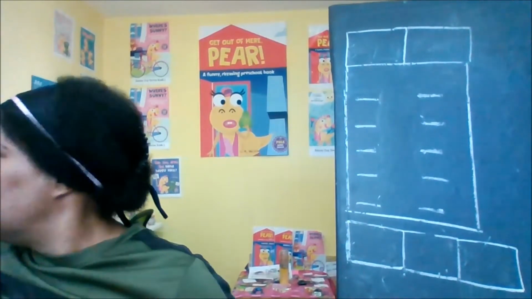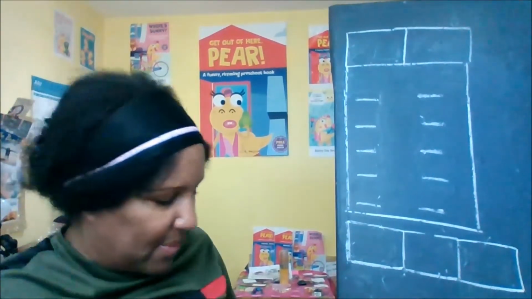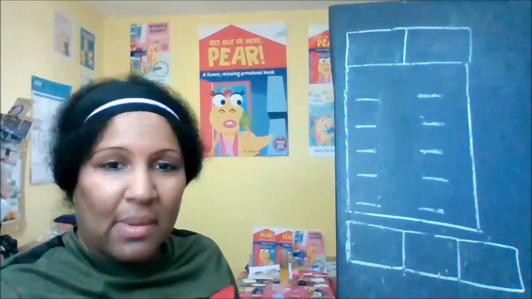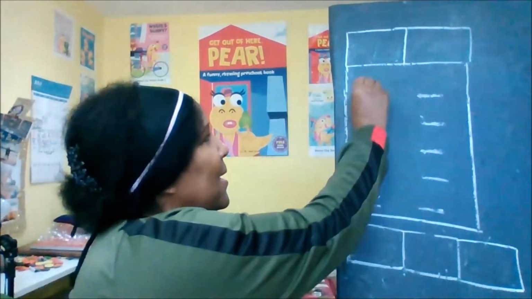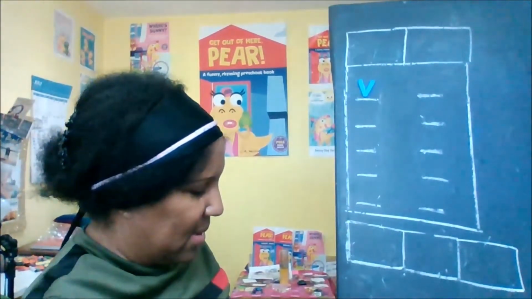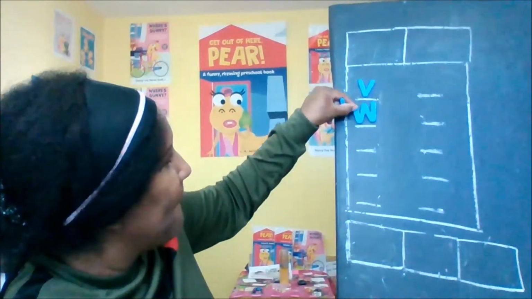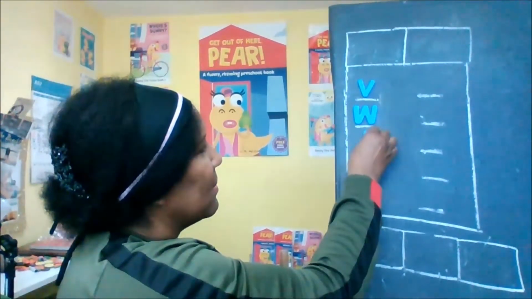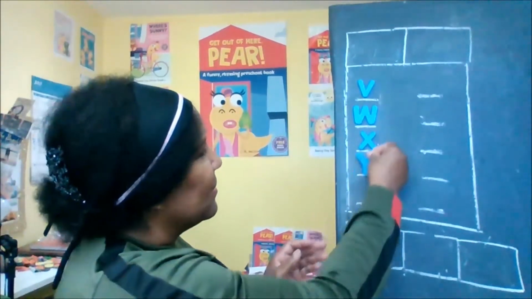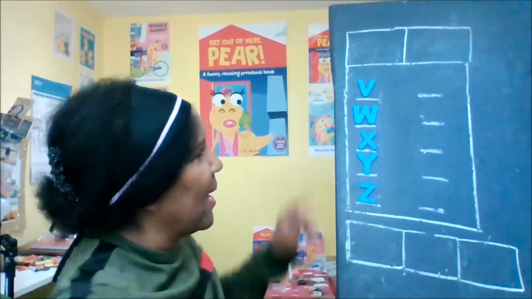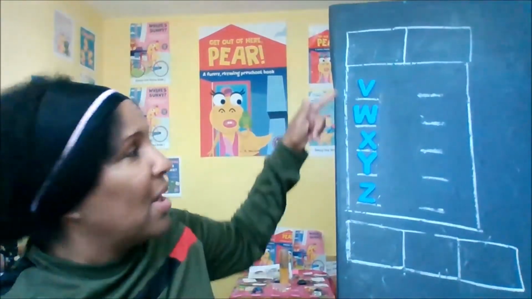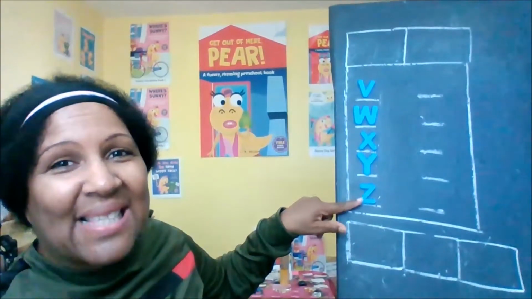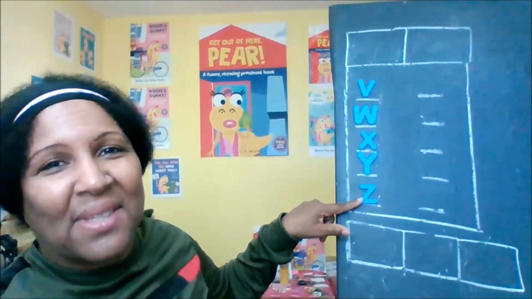Find my last blue letters. Here's the V. You are right. V and W, X, Y, and Z. Great. These are the capital letters, V, W, X, Y, Z. And Z is the last letter of the alphabet and the last letter of this game.